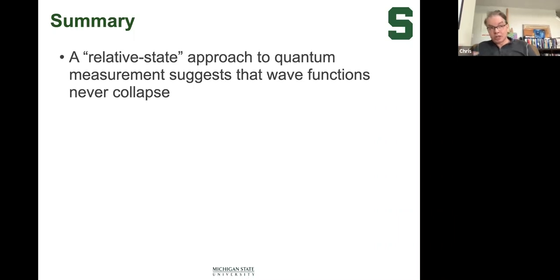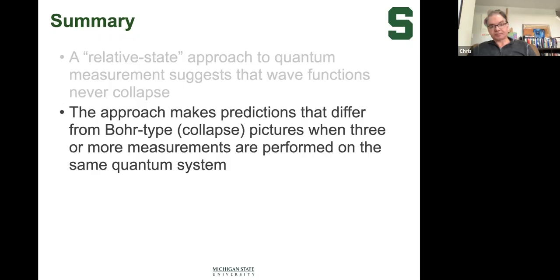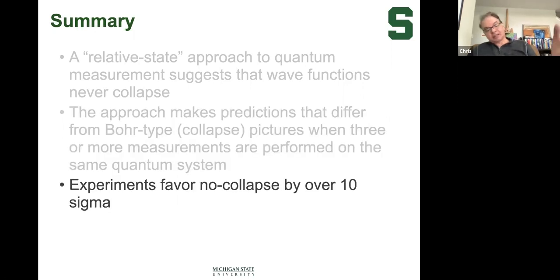But I've also shown you that in most cases, I will not see a difference between a collapse picture and a no collapse picture. The approach makes predictions that differ from Bohr type collapse pictures when 3 or more measurements are performed on the same quantum system. If I only do 2, I will not see this. Remember, because of this pairwise rule. And in fact, like I showed you, the experiments favor this no collapse by over 10 sigma. So basically, the Bohr picture is very solidly ruled out by these experiments.